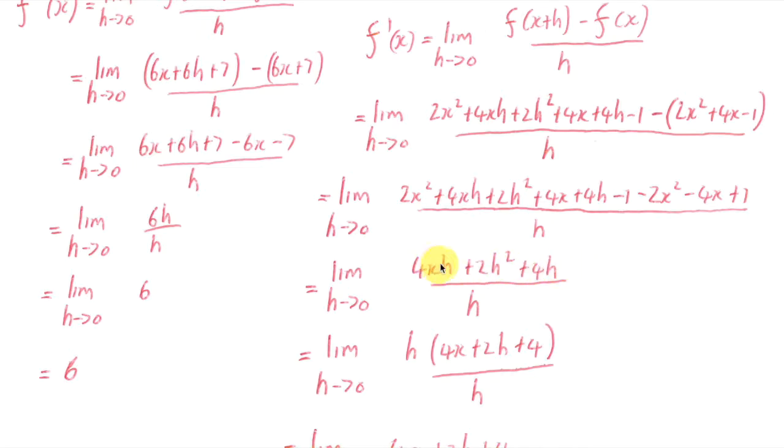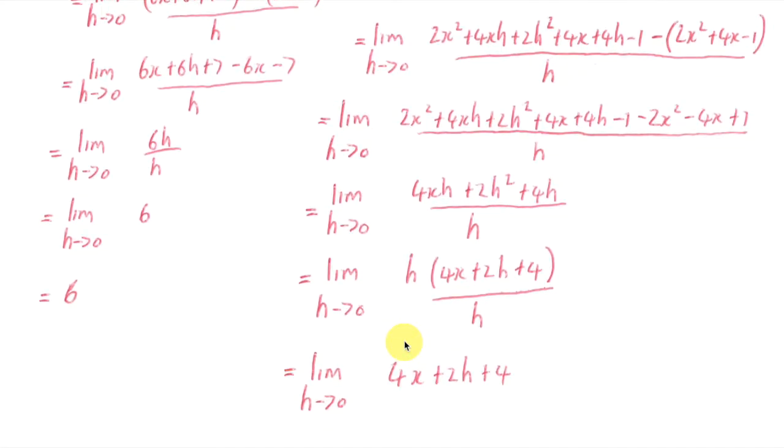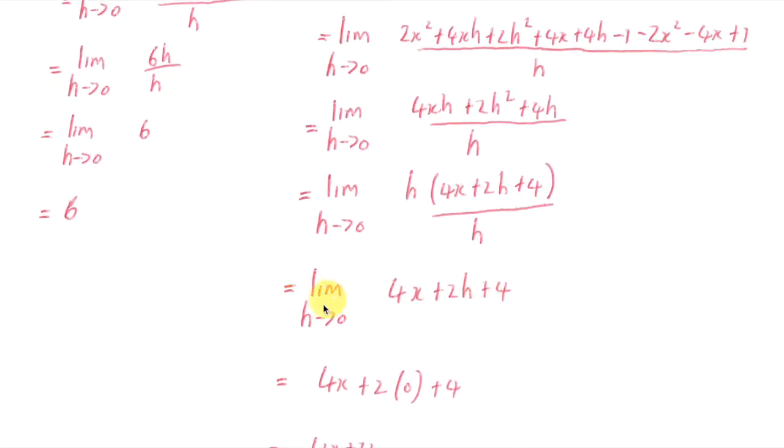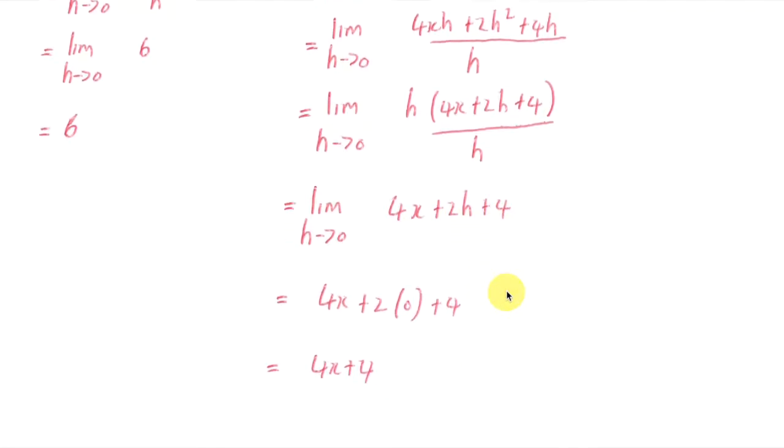Notice that h is in each of those terms. So the h can be taken out of the top line. And we've got an h down the bottom, an h up the top, and that will always be the case, so I just cancel those out. And so now what I've got is the limit as h approaches 0 of 4x plus 2h plus 4. I now sub in for h, not x, but for h, and I'll get 4x plus 4.